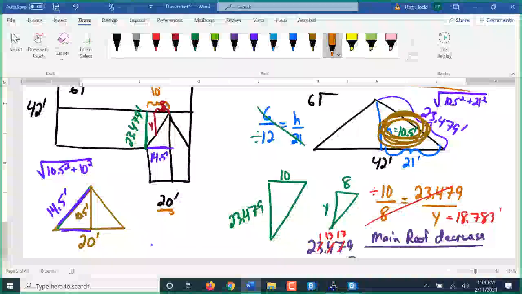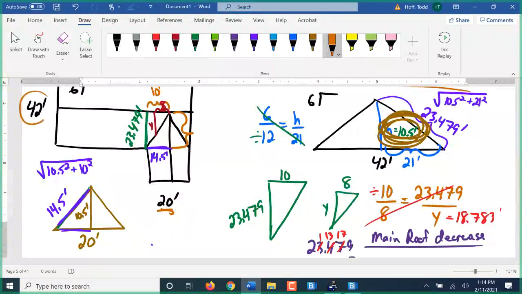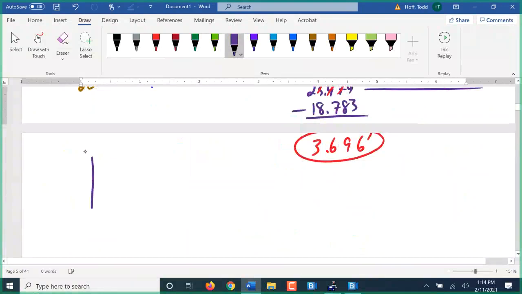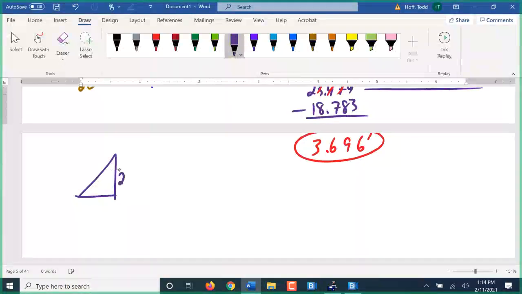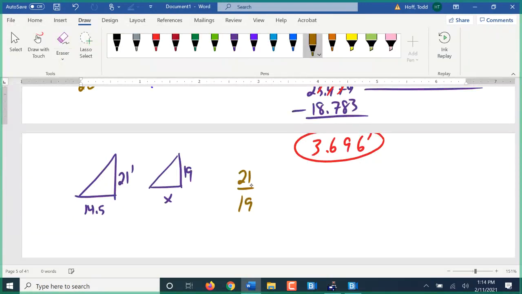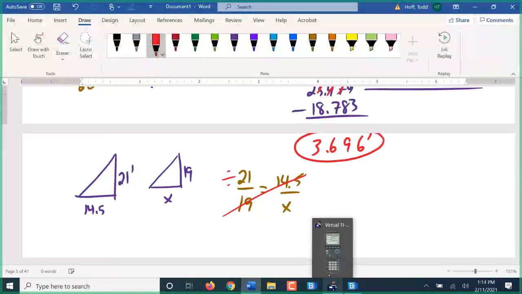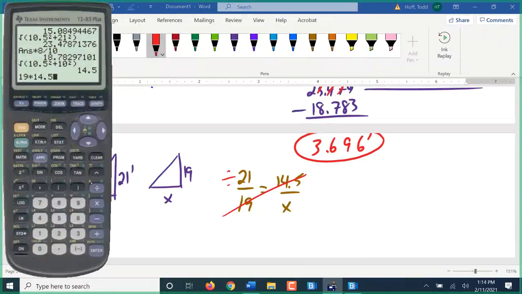And we know that this distance here is half of that span, half of 42, so that's 21 feet, which means the next one up here, I'll call that length x, is going to be at 19 feet. So going this way, we got 21 feet and 14.5. I'll have x and 19. So I know 21 goes to 19 as 14.5 goes to x. We cross multiply and divide. 19 times 14.5 divided by 21, we get 13.119.